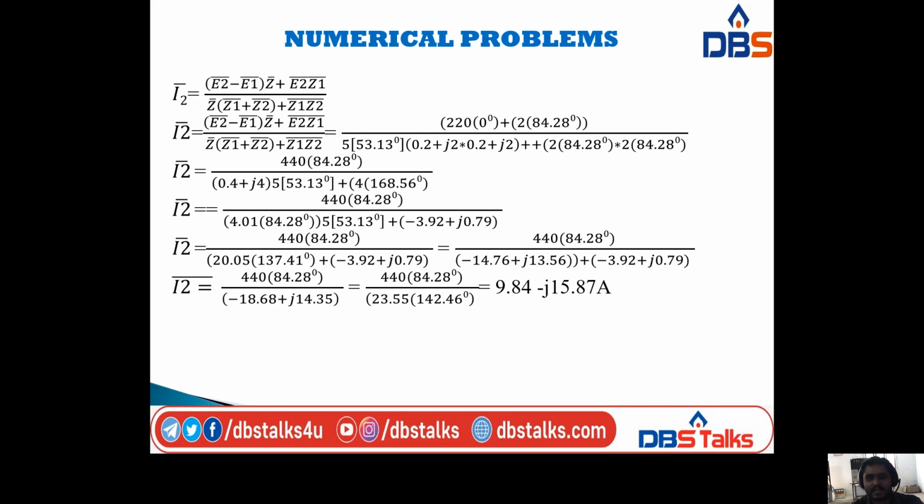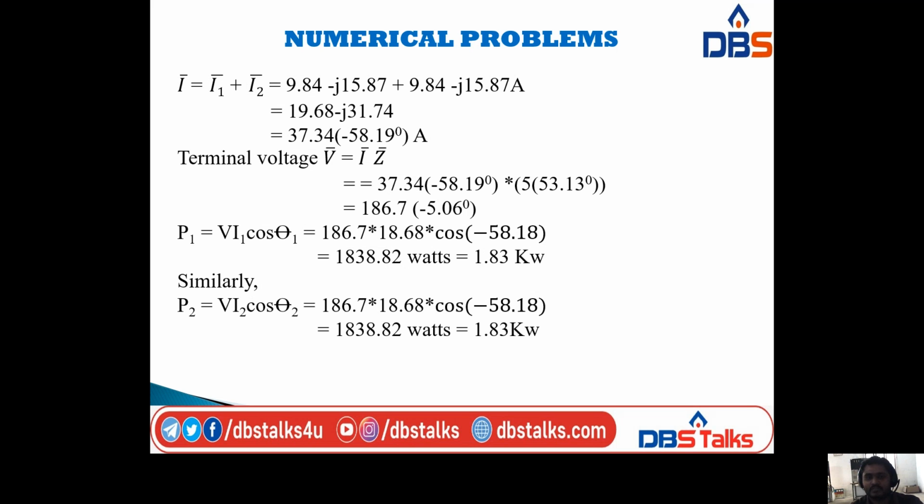Next we calculate the terminal total current I, that is I is equal to I1 plus I2. So that is 9.84 minus J15.87, that is I1, plus I2 is 9.84 minus J15.87, same value. After simplifying this one, we have 19.68 minus J31.74. It is in rectangular form. Please convert this into polar form. We have 37.34 at an angle of minus 58.19 degrees. That is the current value in the alternator.